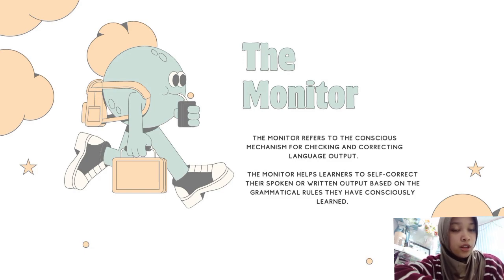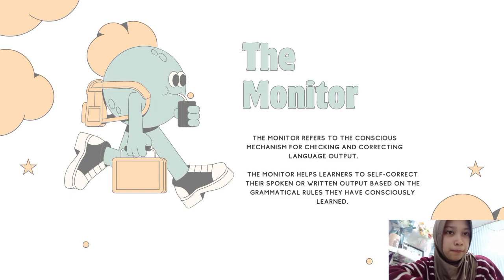For example, while speaking, you start to say, "I go to the store," but then your brain, or the monitor, catches that "I'm going" would be more accurate in this case. You quickly correct yourself to say, "I am going to the store."